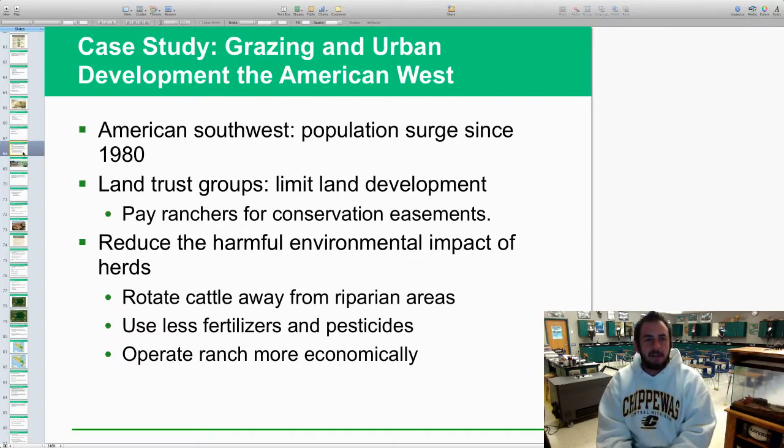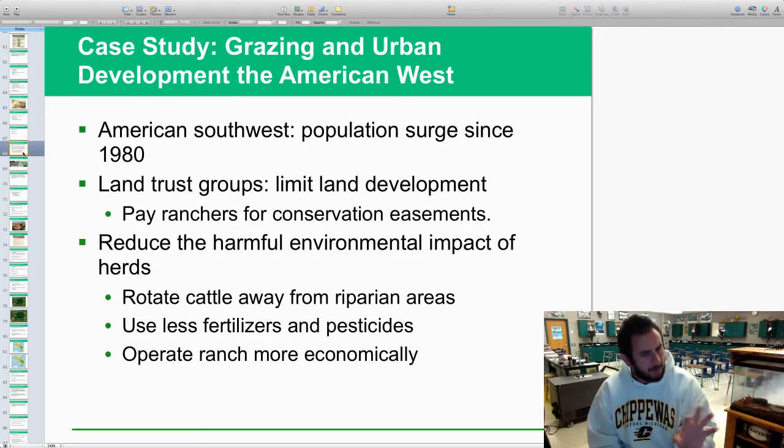All right, so one of the case studies is the American Southwest, and we're going to get to riparian zones. I haven't forgotten about it, in a second. But the case study is grazing and urban development of the American West, and it says "cows or condos?" with a question mark in the book.